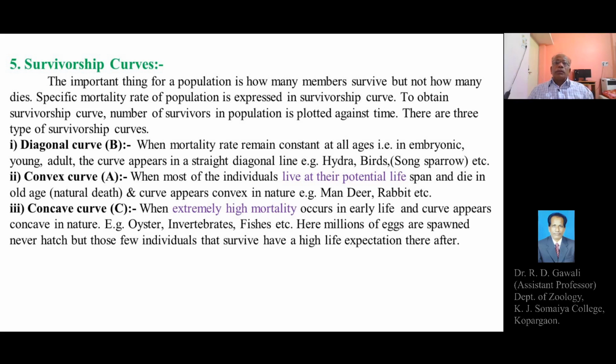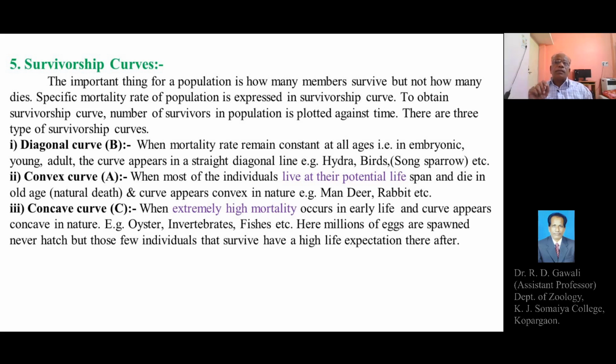So the first type of curve is called a diagonal curve, and it appears when the mortality rate remains constant at all stages. So among the population, there are different stages or ages of the individuals, right from the embryonic stage, young stage, adult stage, or old stage. These are the various ages or stages of the life of the particular population.